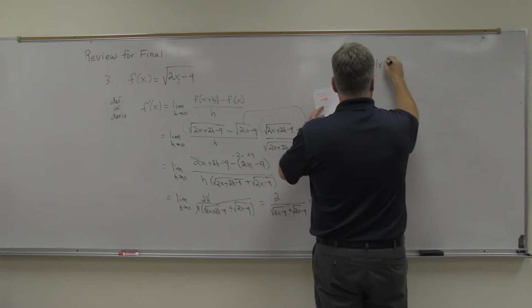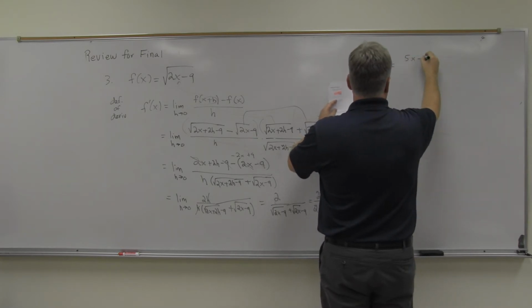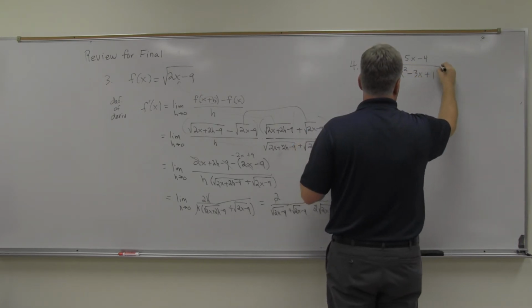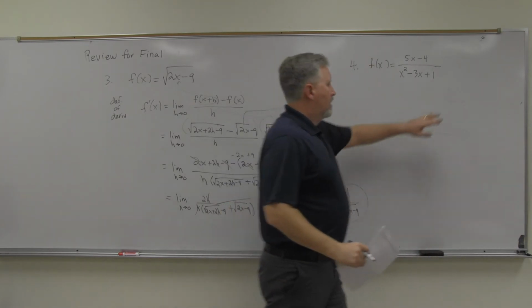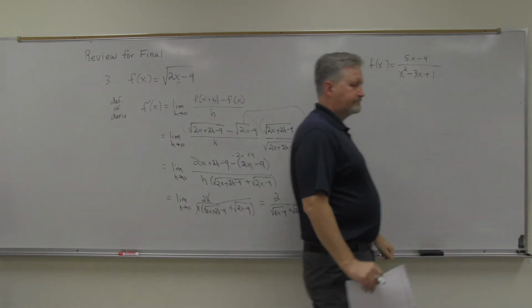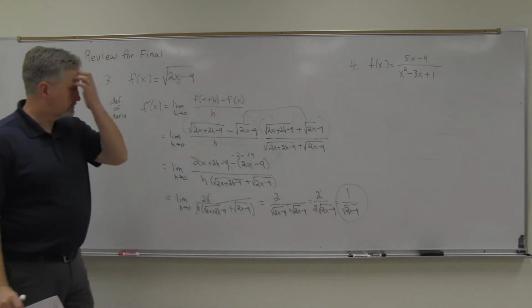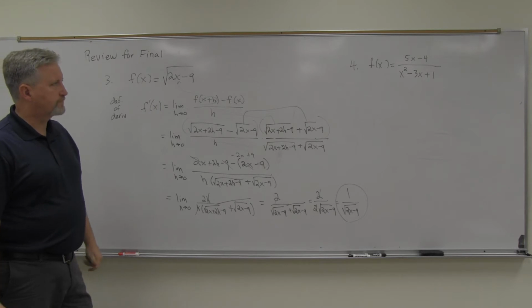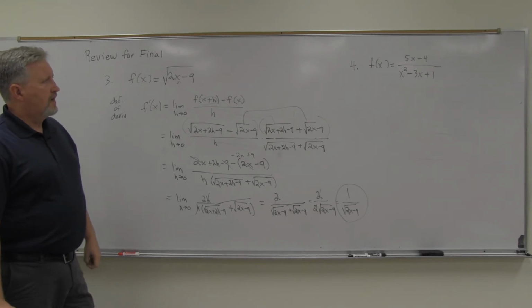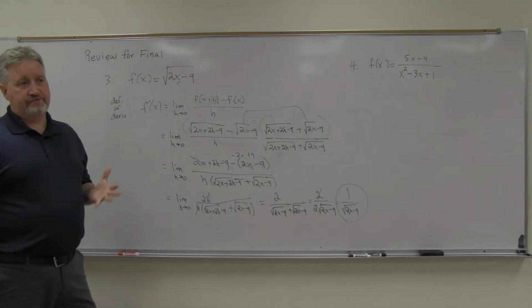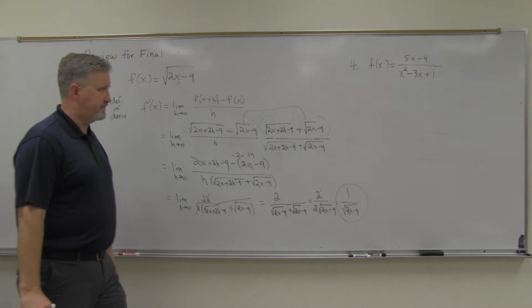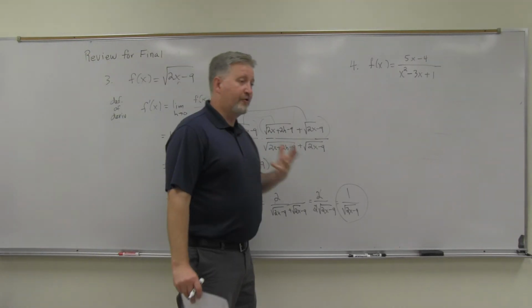F of x equals 5x minus 4 over x squared minus 3x plus 1. All right, well, this one's just find the derivative. It doesn't say use the definition, so we don't have to use the definition here. We just have to use the appropriate rule.